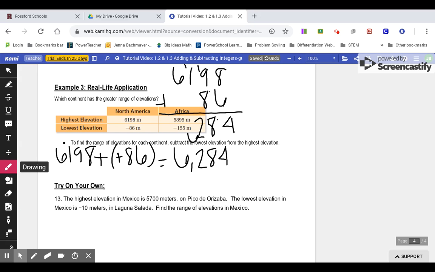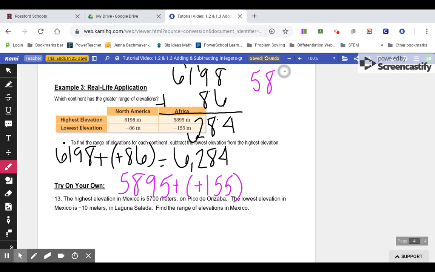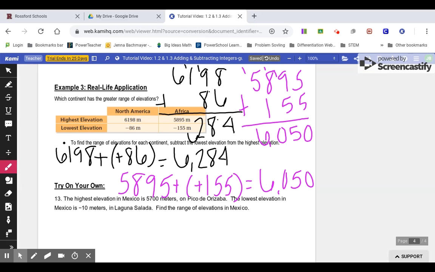So Africa, we have 5,895 minus a negative 155. Do my keep, change, change. So 5,895 plus 155. 5 plus 5 is 10, carry the 1. 1 plus 9 is 10, 10 plus 5 is 15, carry the 1. 1 plus 8 is 9, 9 plus 1 is 10, carry the 1. 1 plus 5 is 6. So I get 6,050. These are both in meters.